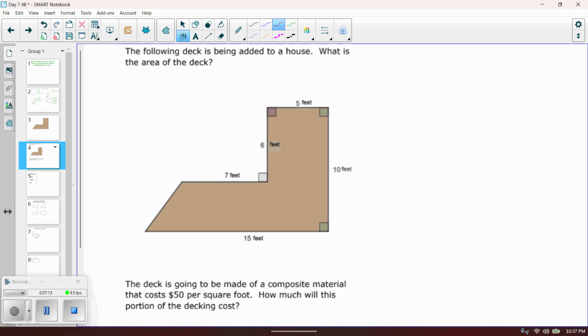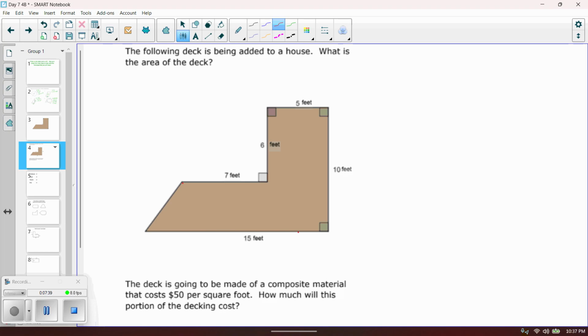And we've given you some actual dimensions. Now you can use these dimensions to hopefully be able to figure out what the actual area of this whole thing is. So depending on how you decided to break it up, we're going to be able to find the area. I'm going to show you one way, but maybe you chose a different way.